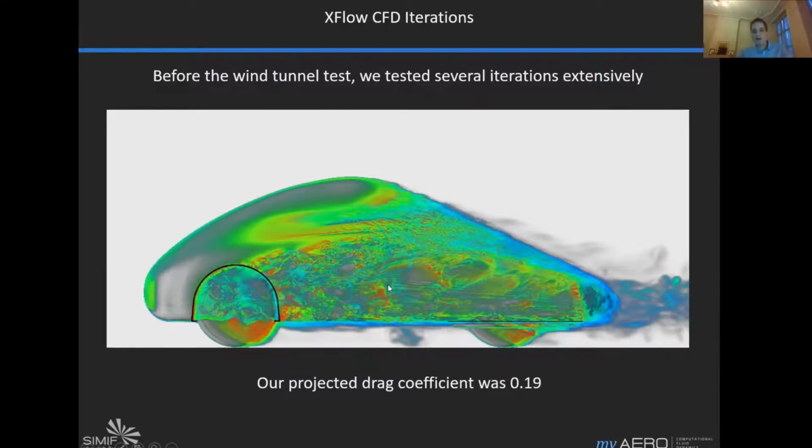Our projected drag coefficient out of CFD was about 0.19, which is okay, it's pretty good. An extremely good streamlined body would maybe be 0.1. A car on the highway might be something like 0.4.